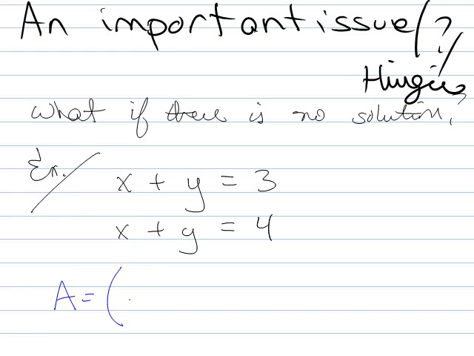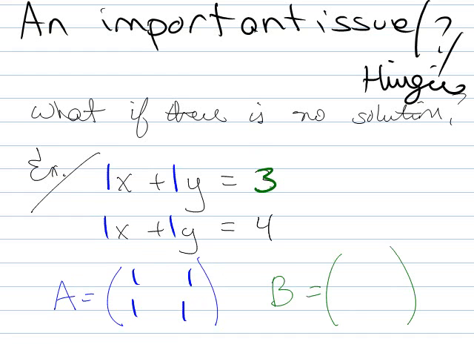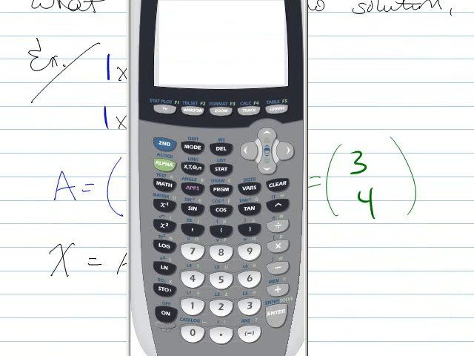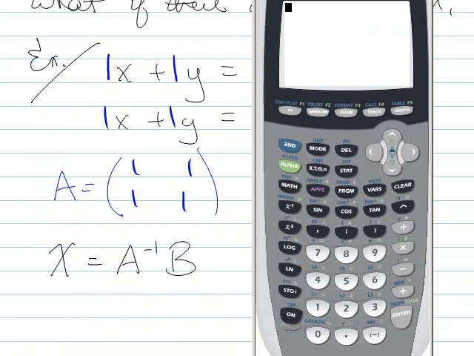So let's find my A. A is going to be 1, 1, 1, 1. Well, we made that a little too simple, but that's okay. I'm going to find my B, which is going to be 3, 4. And now if I want to find A inverse B, what am I going to get? Let's pull out my calculator. I'm going to go ahead and plug these in.